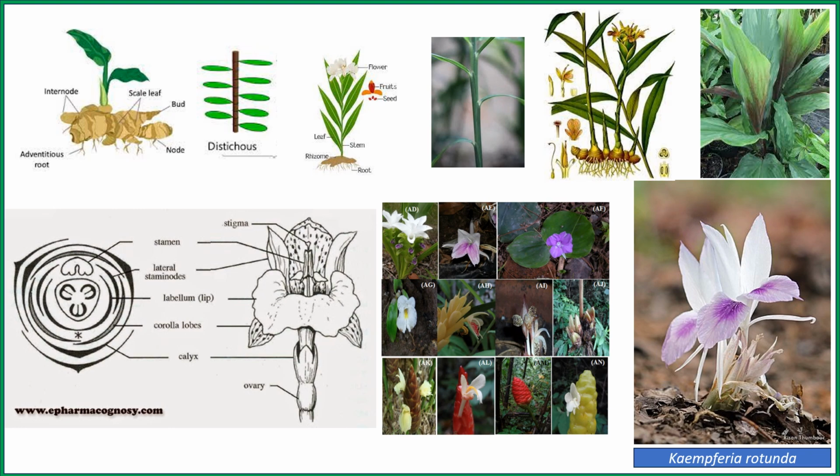So let's see, first of all, it's a rhizomatous herb, as I had told. This is what the distichously arranged leaves look like, and how they are arranged in a twisting manner on the stem. This is how the stem would be arranged, and you can see the floral diagram. There would be presence of the labellum, the lateral staminoids, and you see how the ovary is here, in the lower part.